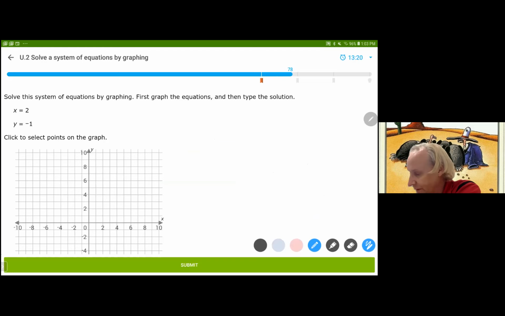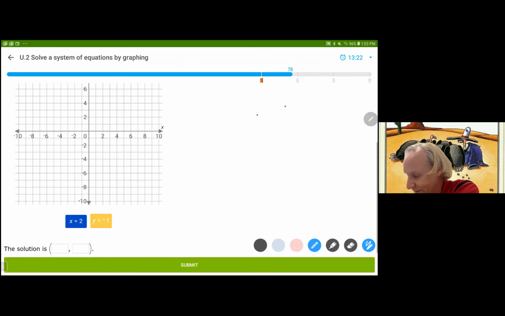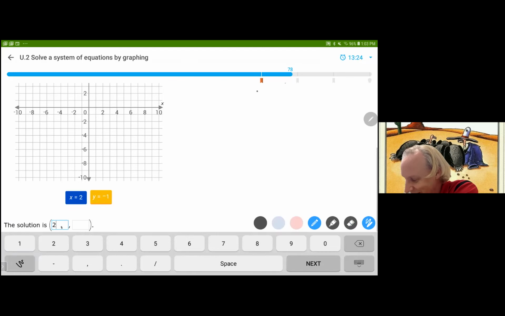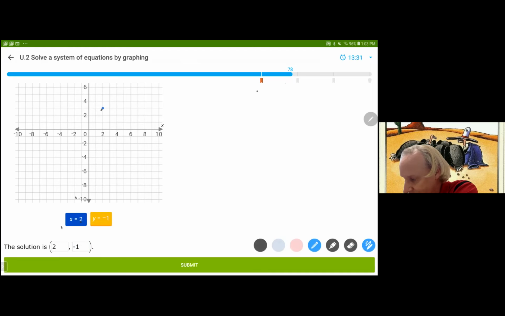All right, 2, -1, done. Seriously. 2, don't let this one freak you out, -1. Remember that my blue line is a vertical line and my orange line is a horizontal line. And they do intersect at 2, -1, don't they?